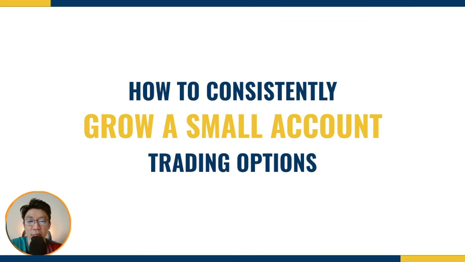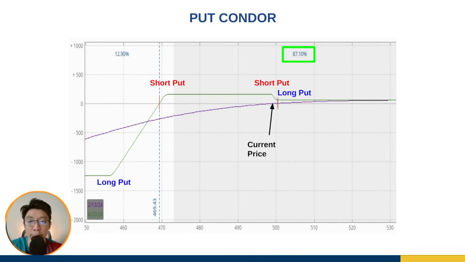So in that case, if you want to consistently grow your small account, then what I would suggest is to use an omnidirectional strategy. And the one that I suggest you can consider using to grow your small account is called the put Condor. I've actually covered this in a previous video, but for this video, I want to go a little bit more into the details of how you craft the strike price on the option chain so you can cater it to your own account size.